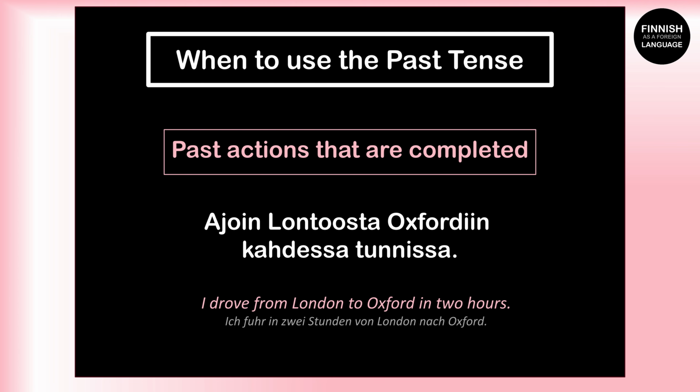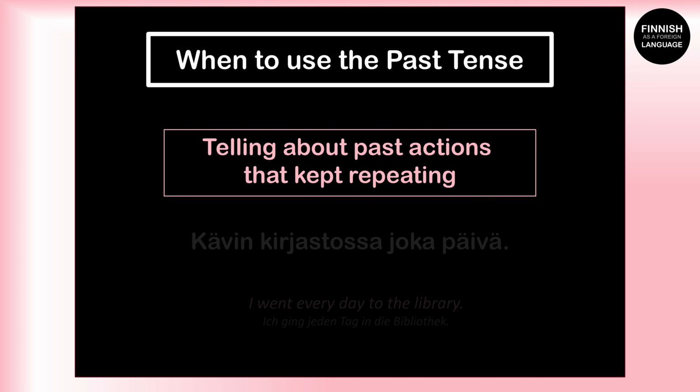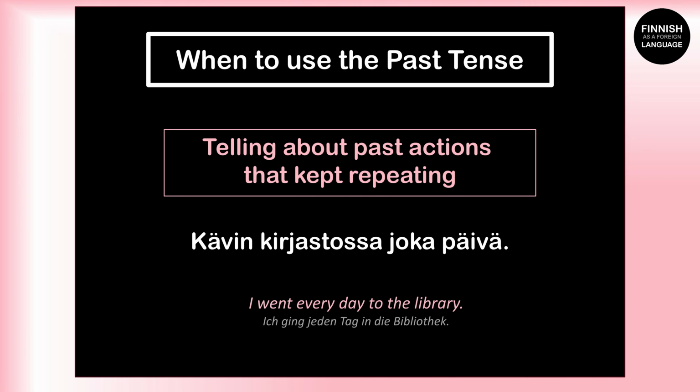The next situation is telling about past actions that kept repeating. So that means when we're talking about things that we did every day. For example, kävin kirjastossa joka päivä means I went every day to the library. So here we have an action that kept repeating. I went every day to the library. So every day here indicates that we did something on repeat.